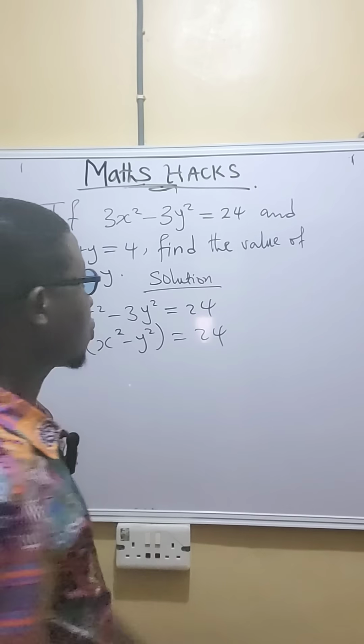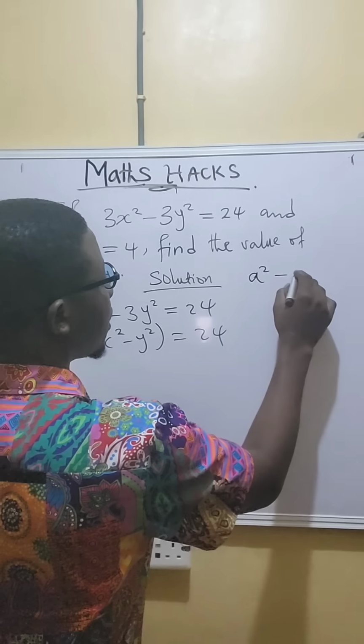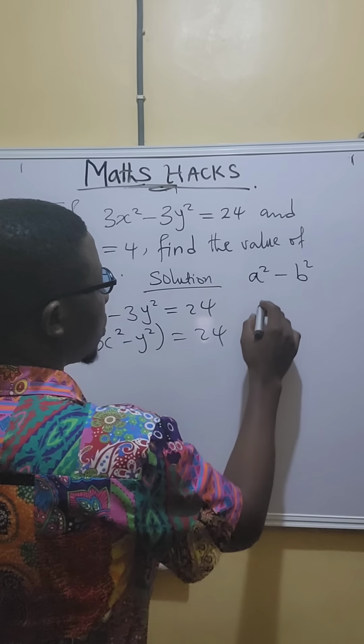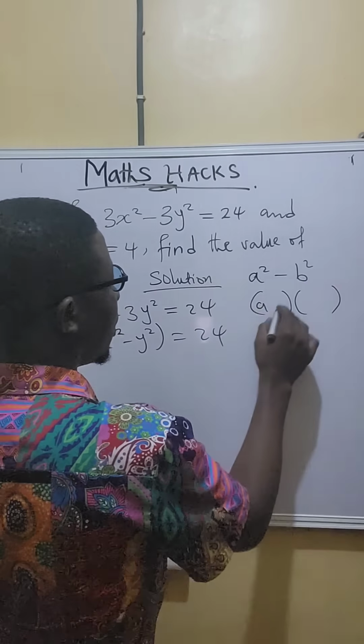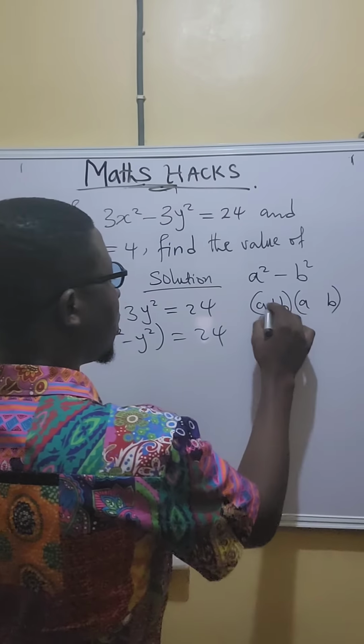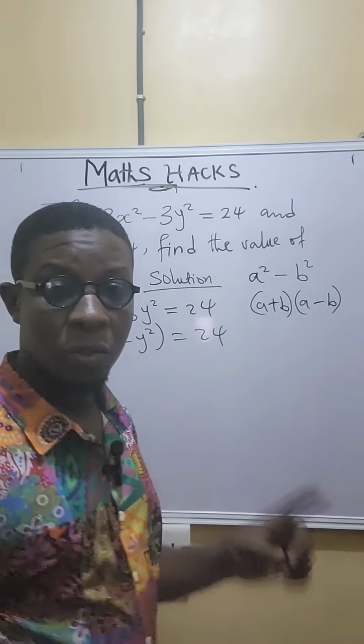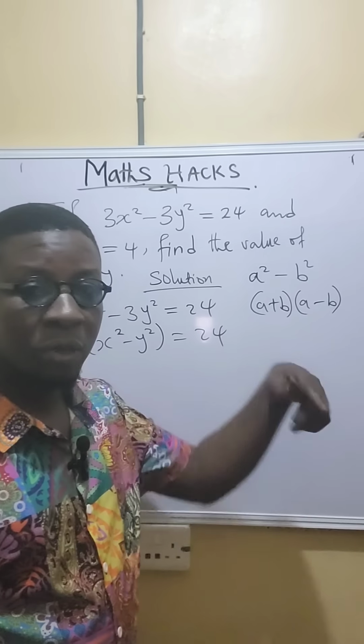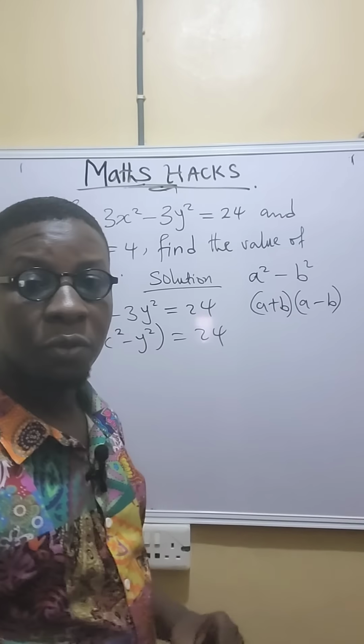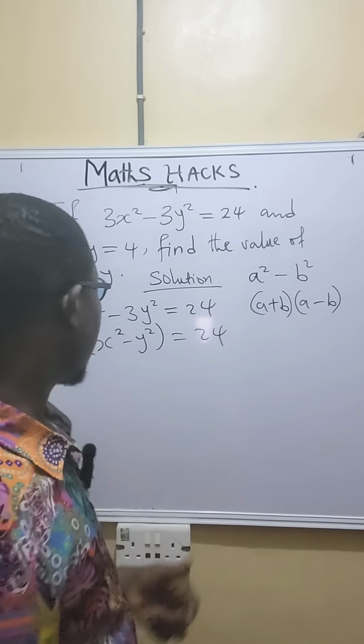What do you mean by the difference of 2 squares? Whenever you have something like a squared minus b squared, you will quickly write two brackets, a, b. One bracket is plus and the other bracket is minus. And it doesn't matter whether it's the first bracket that is plus or the second bracket that is minus, it doesn't matter. So that's the principle of difference of 2 squares. So let's apply it here.